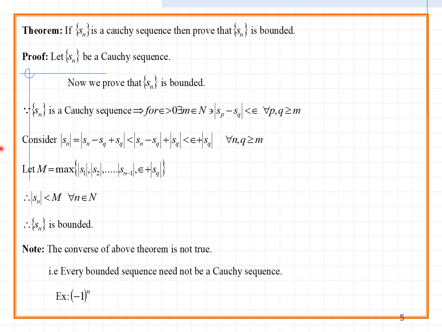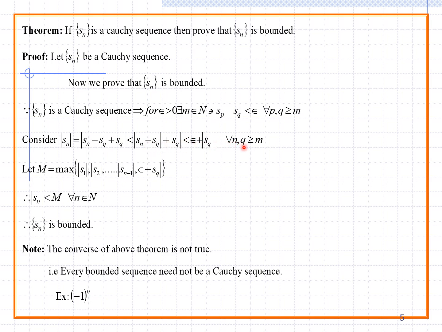So consider modulus Sn. Can I write modulus Sn as Sn minus Sq plus Sq? Simply I can add minus Sq plus Sq. Then can I take the modulus on this? Modulus of Sn minus Sq plus Sq. So modulus Sn minus Sq, by the Cauchy condition, is less than epsilon. So this term is replaced by epsilon plus modulus Sq.